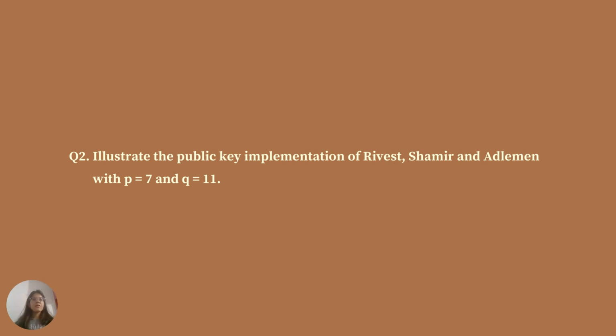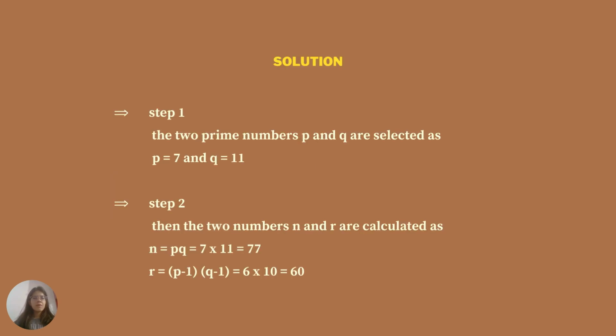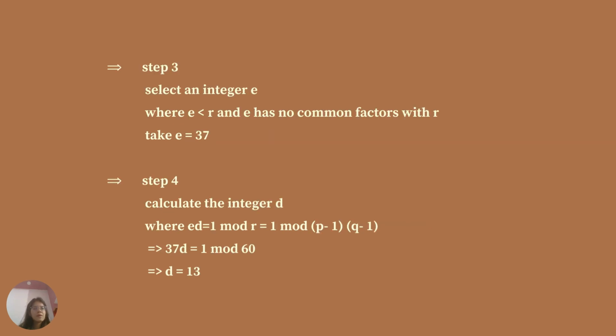Question number 2. Illustrate the public key implementation of Rivest, Shamir, and Adleman with p equal to 7, q equal to 11. Solution: the two prime numbers selected are 7 and 11. Then the two numbers n and r are calculated. n is equal to p times q, so n will be equal to 77. Then we calculate r, which is equal to (p minus 1) times (q minus 1), which will be equal to 60.